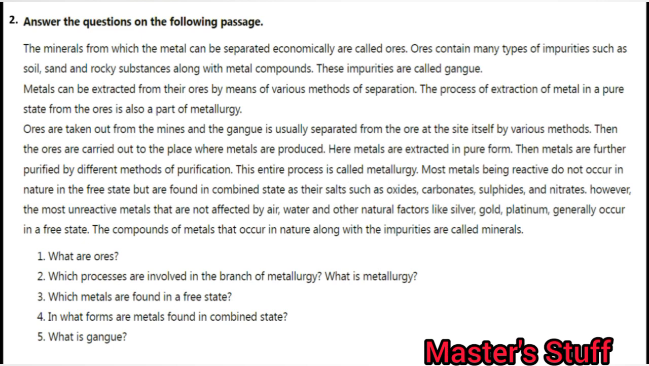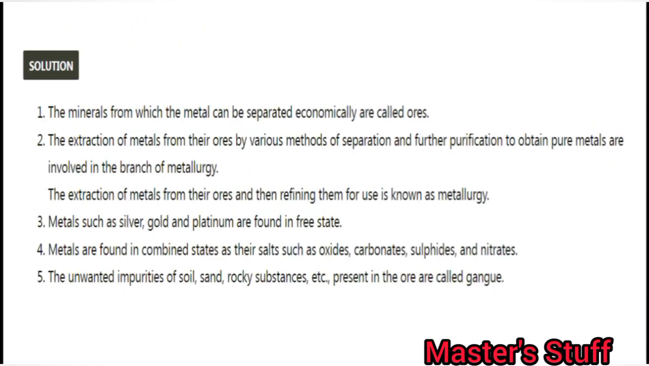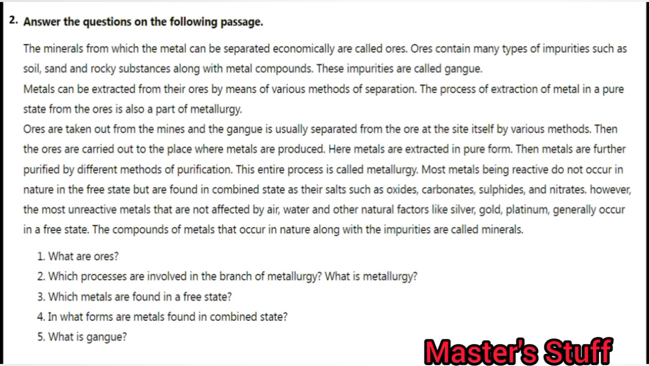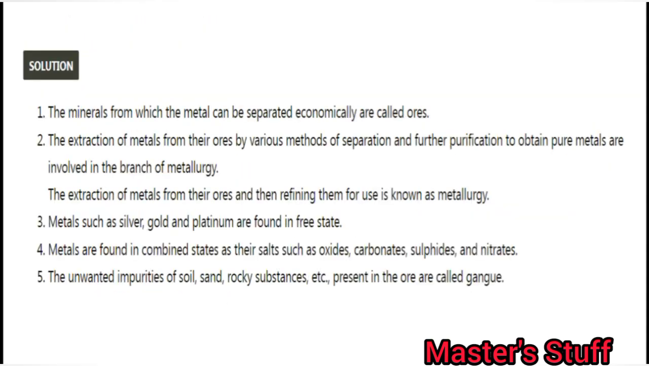First question, what are ores? The minerals from which the metal can be separated economically are called ores. Second question, which processes are involved in the branch of metallurgy, or what is metallurgy? The extraction of metals from their ores by various methods of separation and further purification to obtain pure metals are involved in the branch of metallurgy. The extraction of metals from their ores and then refining them for use is known as metallurgy.